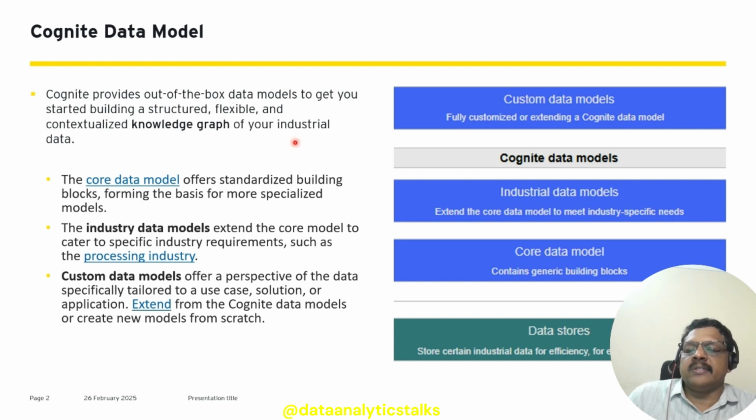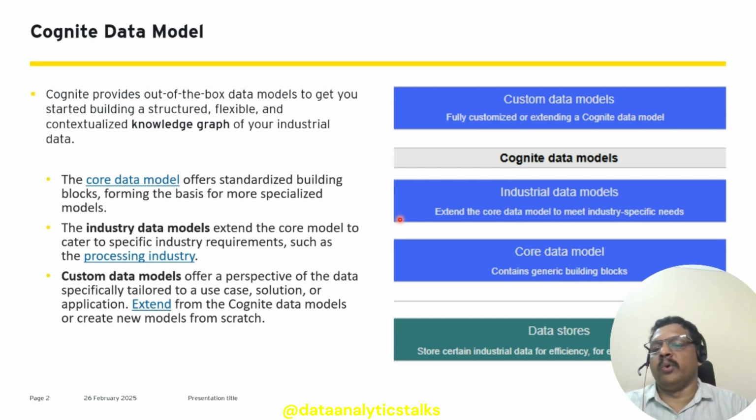What comes out of the box is called the core data model. It contains generic building blocks. It is not specific to any industry or organization, but is generic and can be applied across industries. A core data model offers standardized building blocks, forming the basis for more specialized models. That means we can extend this model to have more features. So that's the core data model.